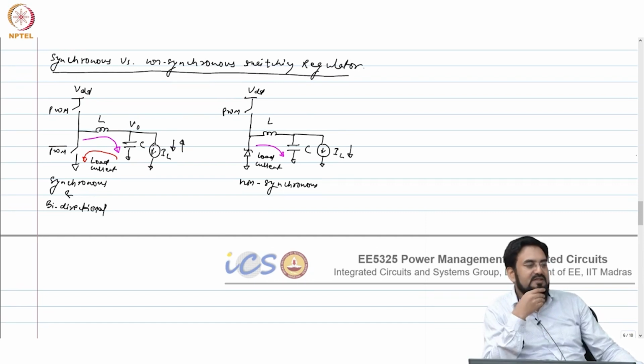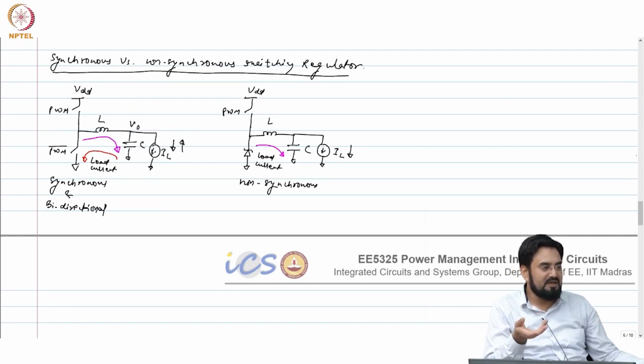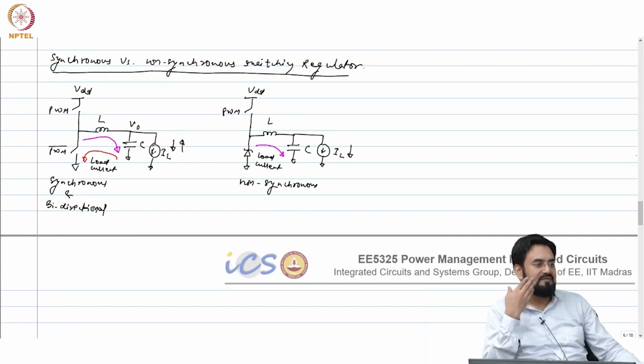So, your non-synchronous will be lossy, and that is why we do not use a normal diode, but we use a Schottky, because a Schottky has a lesser forward voltage. Even if you use a Schottky, it will be 200 to 300 millivolt, roughly. So, still in terms of efficiency, your synchronous will perform better than non-synchronous.